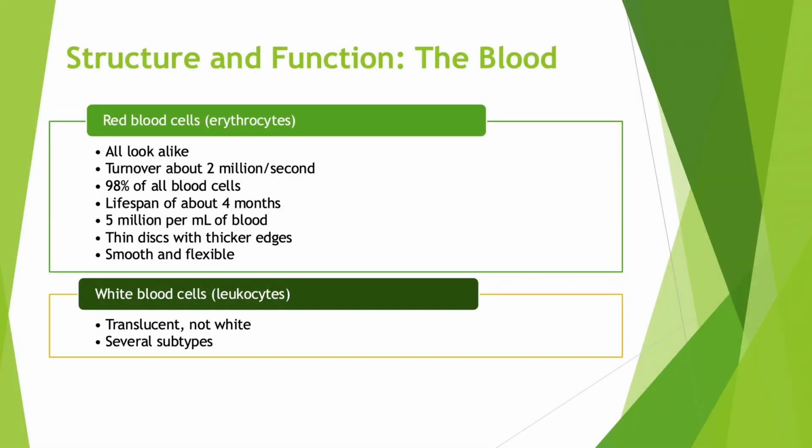Now, let's examine the structure and function of blood itself. Red blood cells, or erythrocytes, all look alike. They have a fast turnover rate and make up 98% of all blood cells. Their lifespan is about 4 months. They are shaped like thin discs with thick edges and are smooth and flexible. White blood cells, or leukocytes, are translucent and not white and come in several different subtypes.